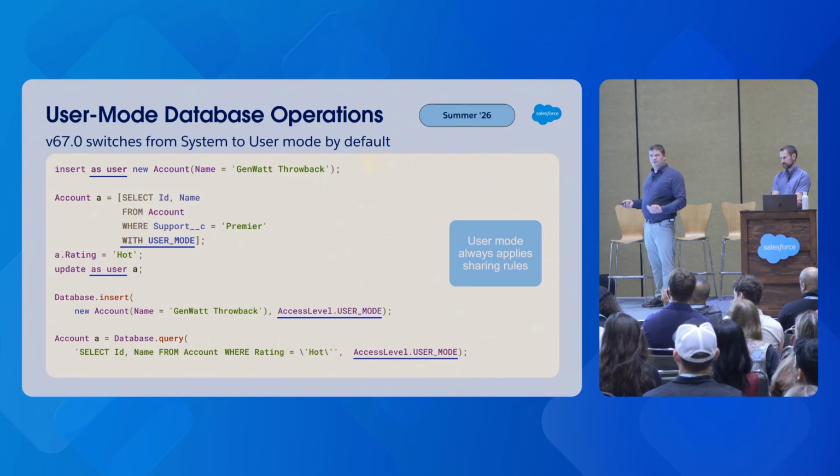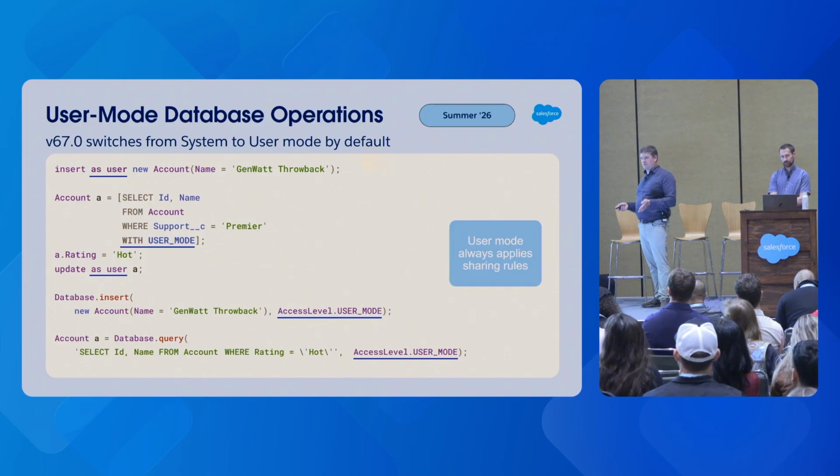So if you omit, I'll just repeat that again so it's clear, if you omit the user mode operation on your class, it will default to user mode. But again, you still have full control as a developer. You can explicitly ask for system mode when it makes sense. You just have to be explicit.